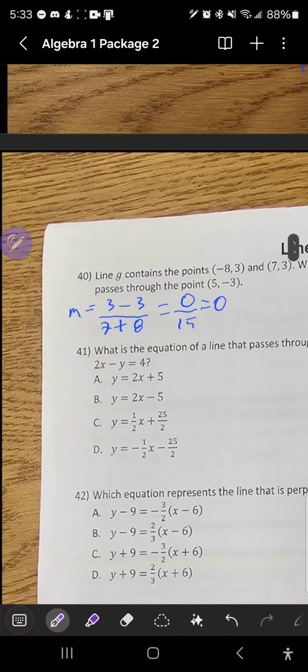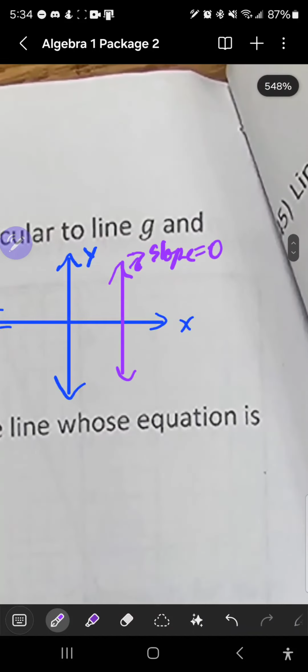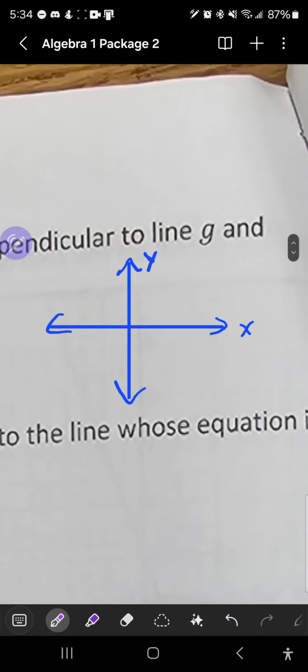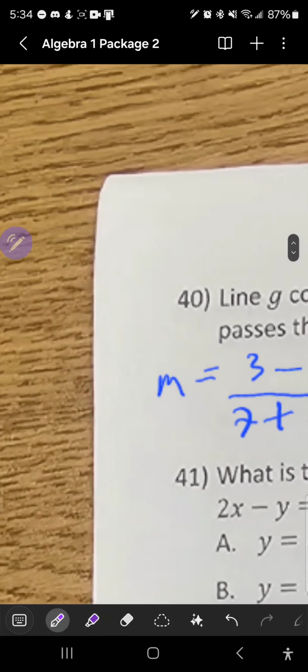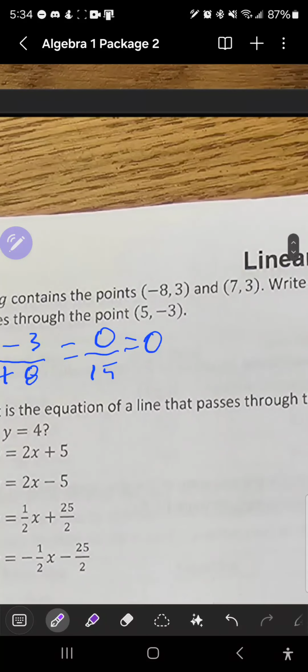So we have a vertical line, and what we want is a line perpendicular to line G. Wait, I'm just trying to think. No, never mind, I made a mistake here. Now that I was doing the math in my head, I figured out what I did wrong. Let me just show you the math behind it.